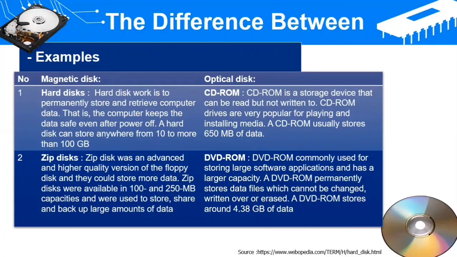And then there is the zip disk. Zip disk was an advanced and higher quality version of the floppy disk, and they could store more data. Zip disks were available in 100 and 250 megabyte capacities and were used to store, share, and backup large amounts of data. And then in optical disc, there's CD-ROM.